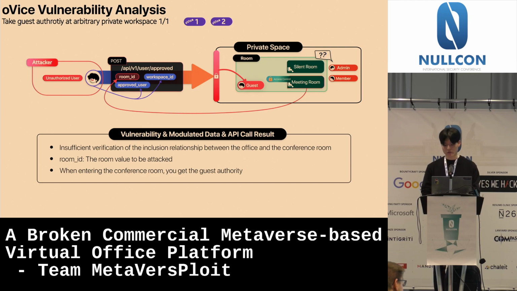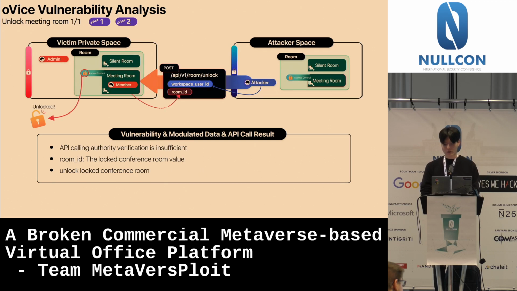The following is a vulnerability that can take guest authority at an arbitrary private workspace. The root cause of the vulnerability is the lack of verification of the inclusion relationship between the office and the conference room. When calling the API, it modifies the attack target room value, room ID, into the attack target room ID and requests it. If it is tampered with, you can get the guest privileges when entering the conference room.